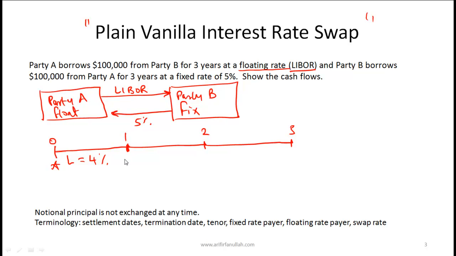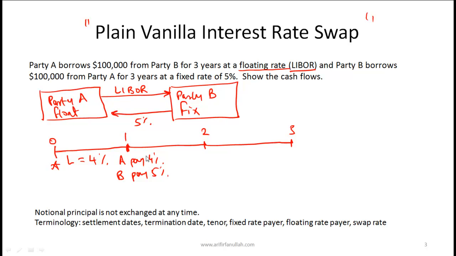So let me write this down over here. So A needs to pay, so A, remember, is the floating rate. So A needs to pay 4%, and B is going to pay a fixed rate of 5%. So B has to pay 5%, and the 4% and 5% is based on the notional principal of 100,000.